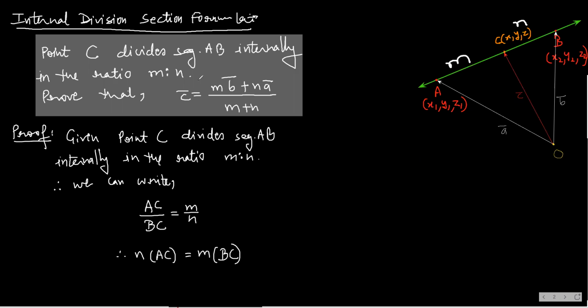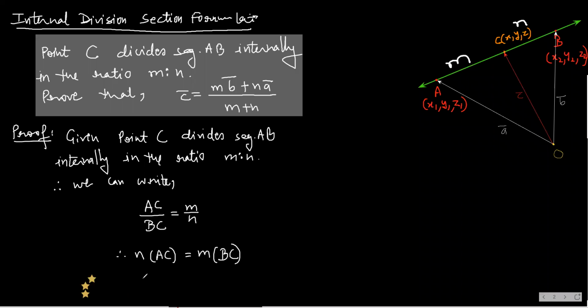NAC equals MBC. I will write NAC equals MBC. Okay. So till now it is all okay. Now see the next part. The next is the important step. Now why is it important? You will note it now.